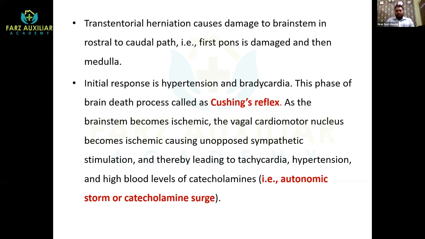As the brainstem becomes more ischemic, the vagal cardiomotor nucleus becomes ischemic, causing unopposed sympathetic stimulation, which causes tachycardia, hypertension, and a high blood level of catecholamines. So this is called autonomic storm or catecholamine surge.